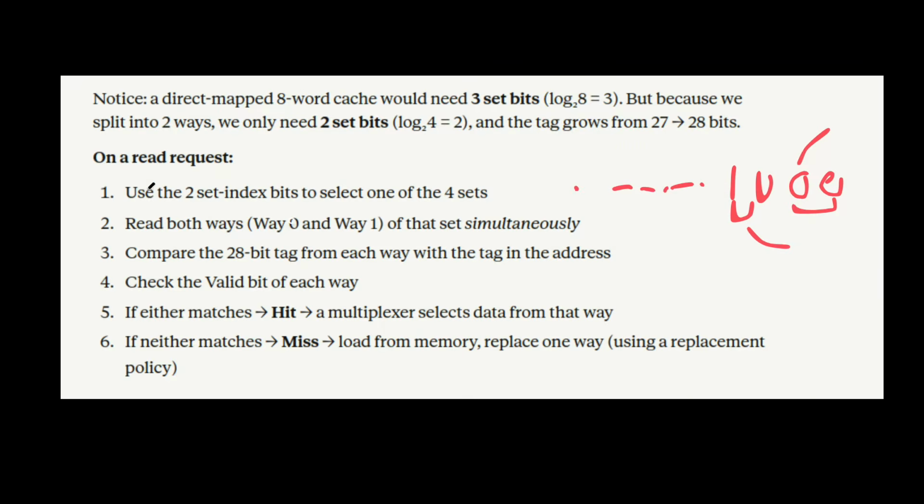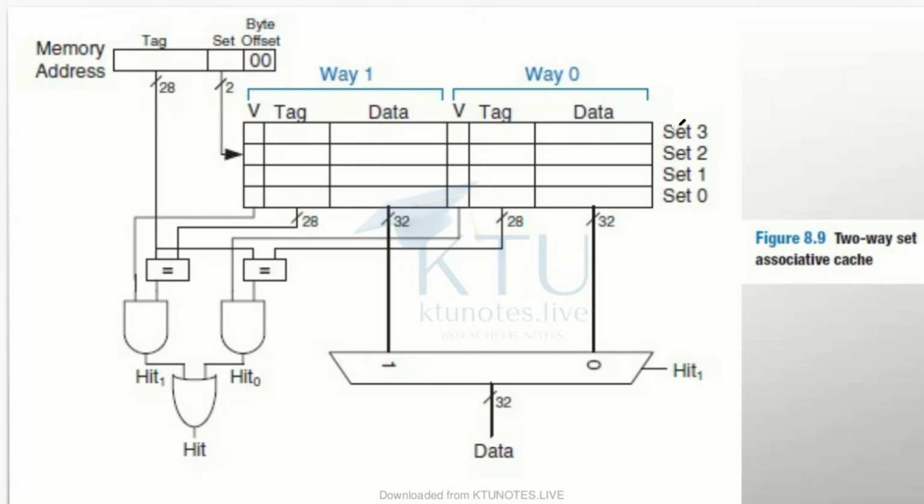A direct mapped 8-word cache would need 3 set bits because log 2 of 8 is 3, but here we are splitting into 2 ways, so we need only 2 set bits, that is log 2 of 4 is 2. That is what you have to understand. So the tag grows from 27 to 28 bits. There are now 2 ways, way 0 and way 1. N equal to 2 means there are 2 ways. The offset bits are 0 0, the set is 2 bits, and the tag is now 28 bits.